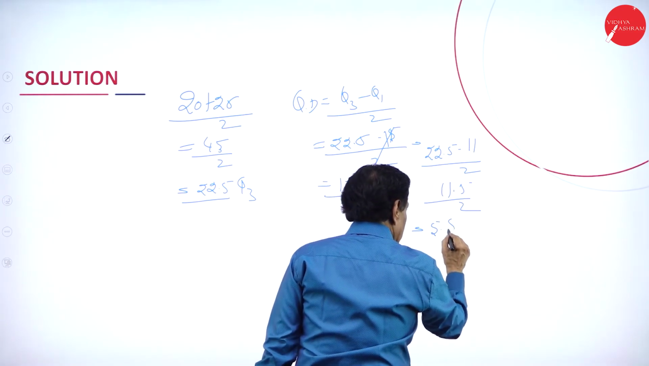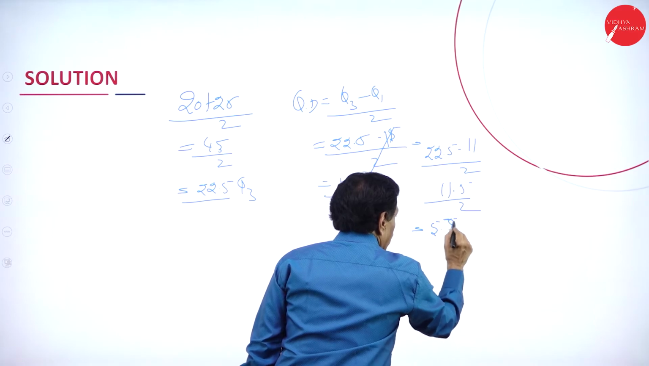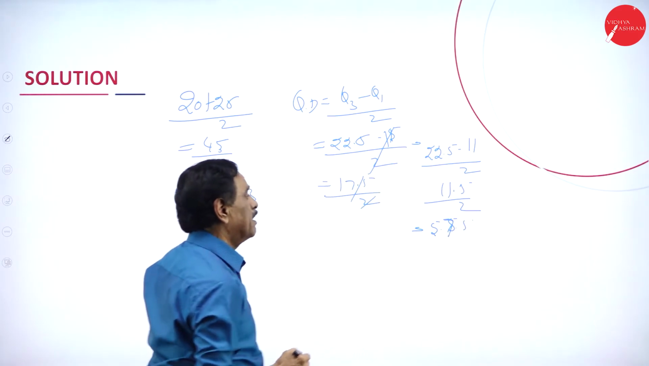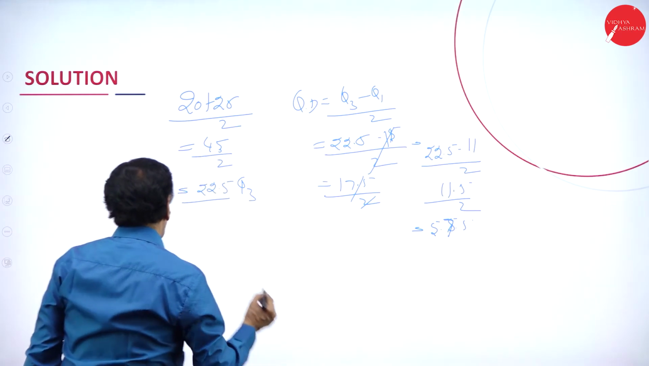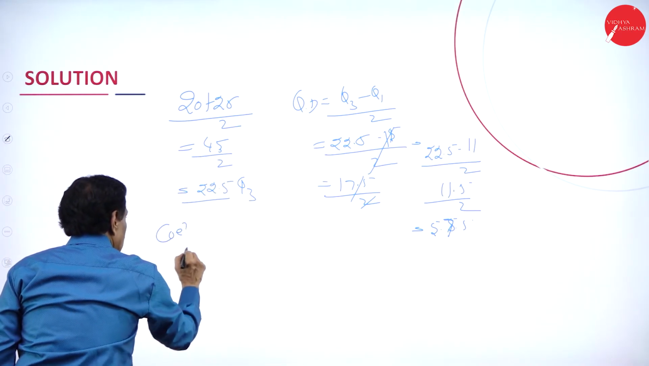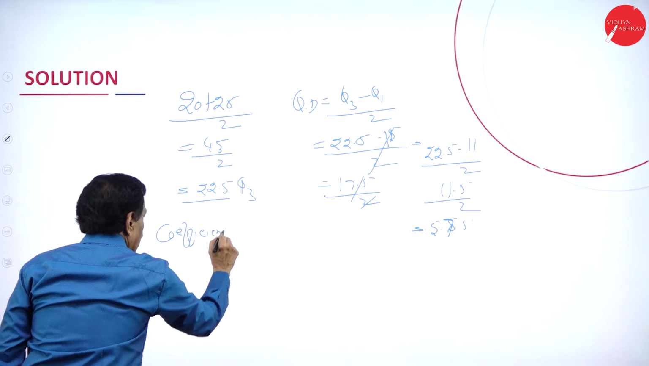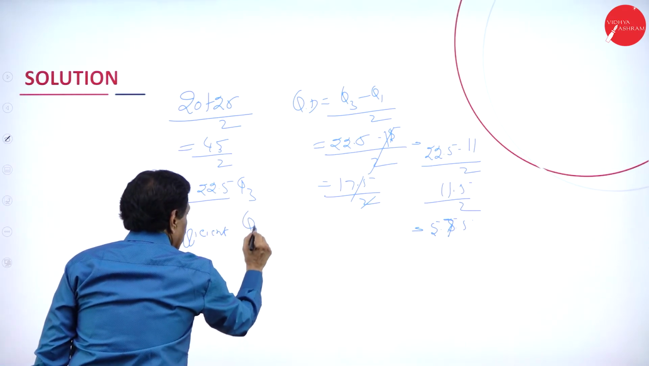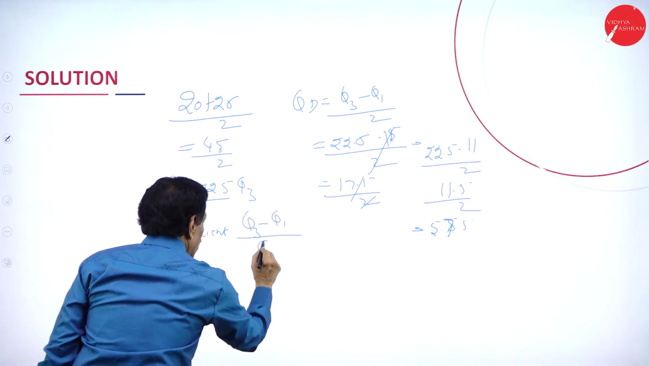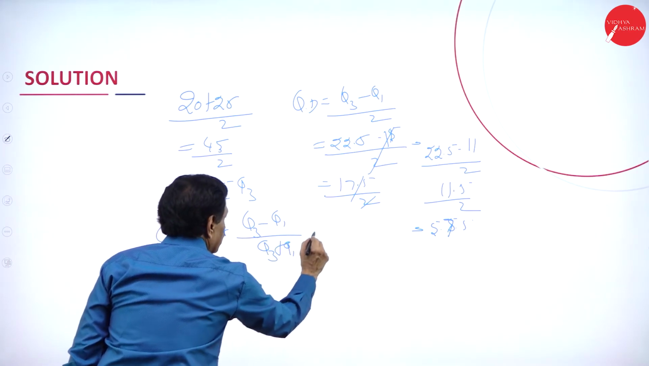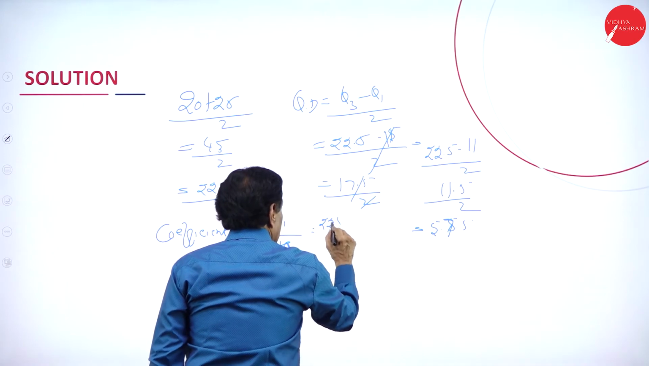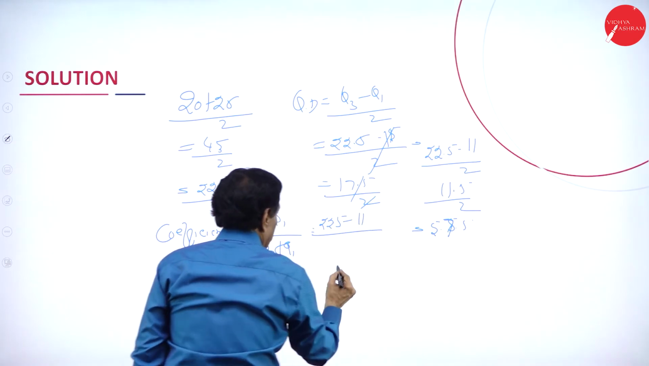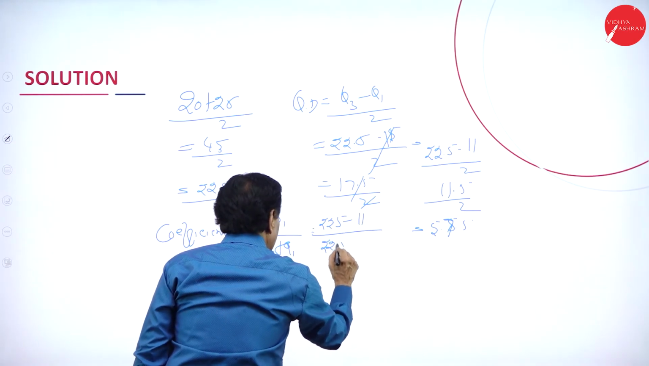So 2 5s are 10. 2 7s are 14. This is 5.75. What is 5.75? Quartile deviation. Coefficient of quartile deviation is (Q3 minus Q1) divided by (Q3 plus Q1). What's your Q3? 22.5 minus 11 divided by 22.5 plus 11.